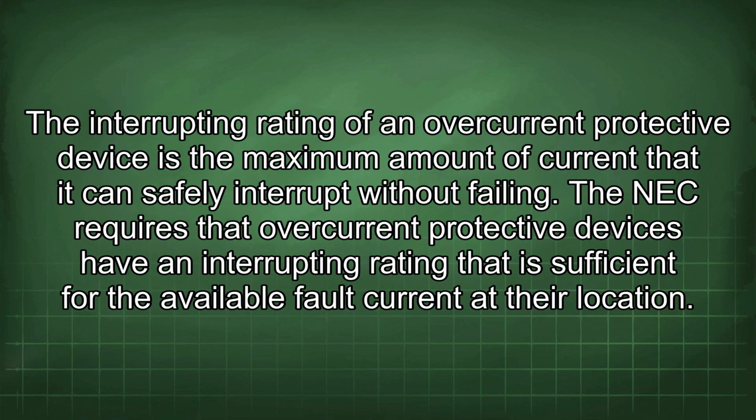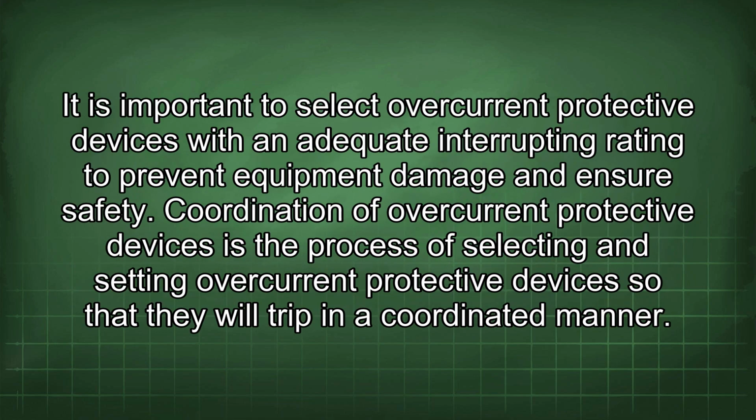The interrupting rating of an overcurrent protective device is the maximum amount of current that it can safely interrupt without failing. The NEC requires that overcurrent protective devices have an interrupting rating that is sufficient for the available fault current at their location. It is important to select overcurrent protective devices with an adequate interrupting rating to prevent equipment damage and ensure safety.